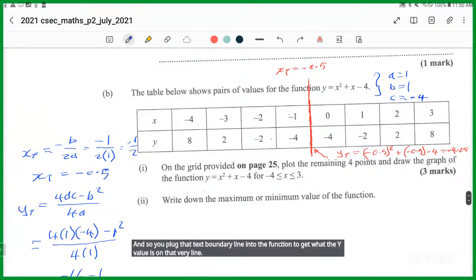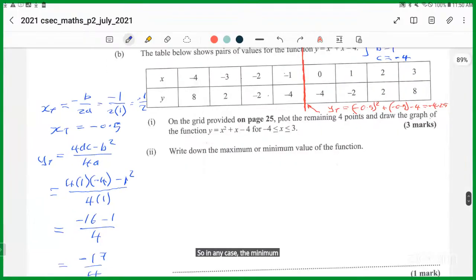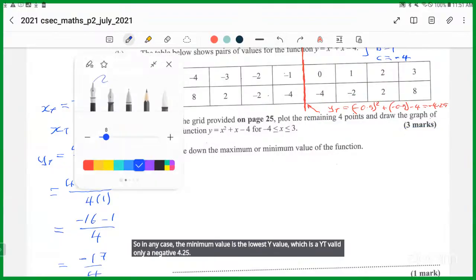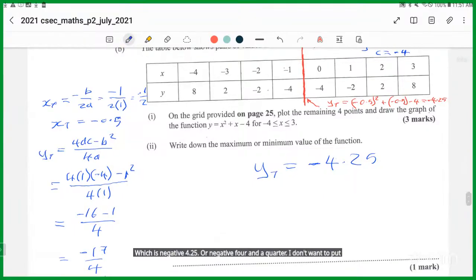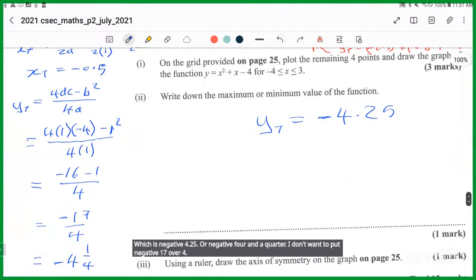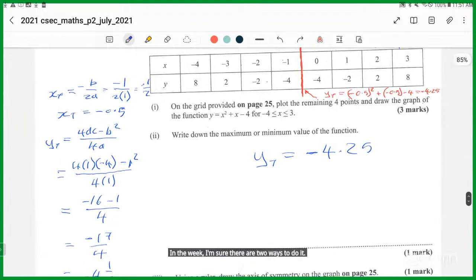So in any case, the minimum value is the lowest y value on the graph, which is the yt value down here, negative 4.25. Any way you want to calculate it. So it's the yt value, which is negative 4.25, or if you want to put negative 17 over 4. Any way you calculate, I've shown you 2 ways to do it. Everybody okay with that?